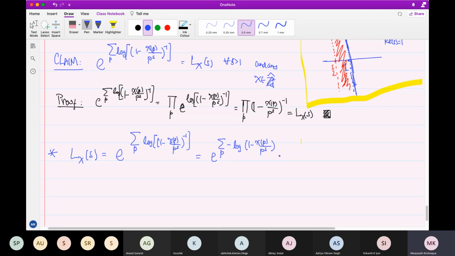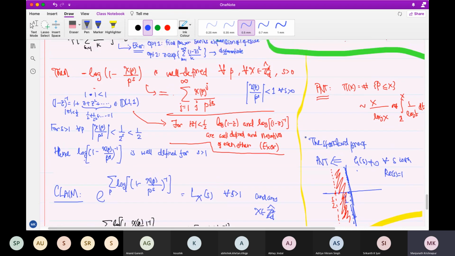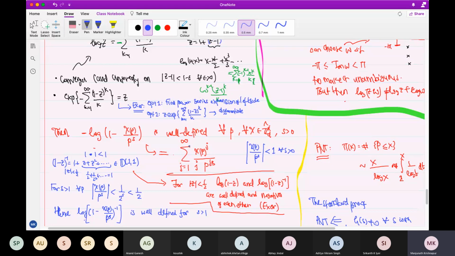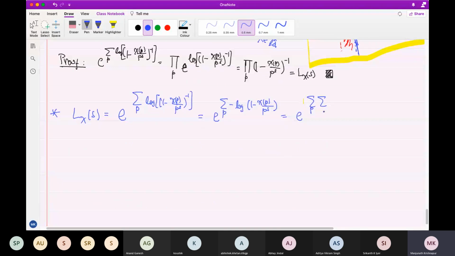Okay, and then this is by definition a power series. So this is e to the sum over primes. And what is this going to give me? Minus log of 1 minus chi of p to the s. I have written here chi of p to the j over p to the js, with a j. So here I have j equals 1 up to infinity.